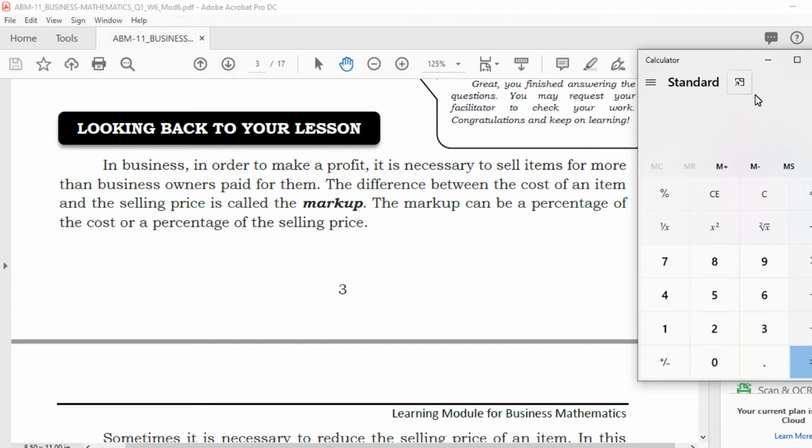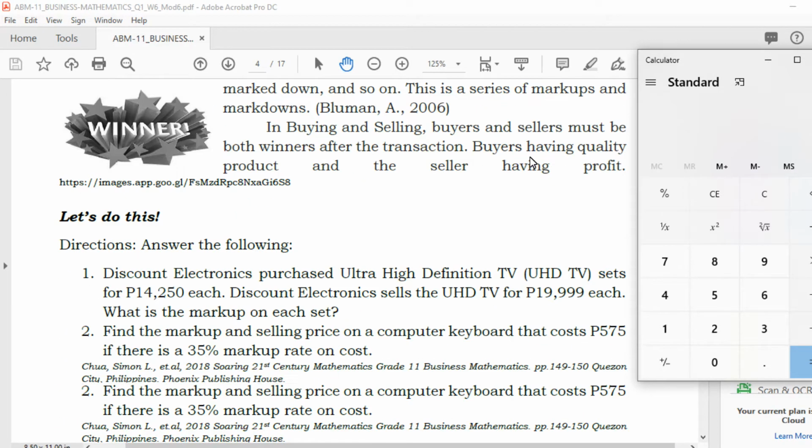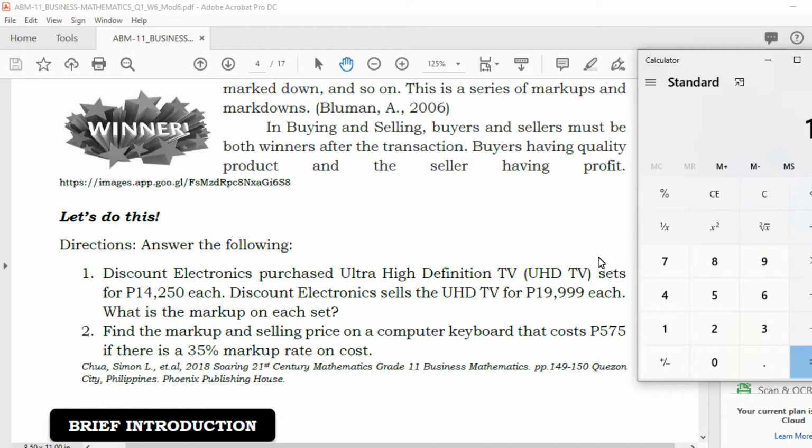So, paano yon? Balik tayo. We have 19,999. And then, minus 14,250. So, our markup on each TV is 5,749. Yun yung markup.